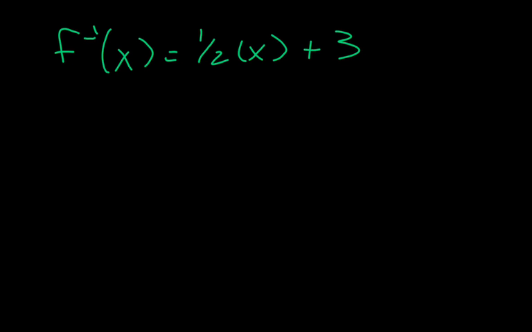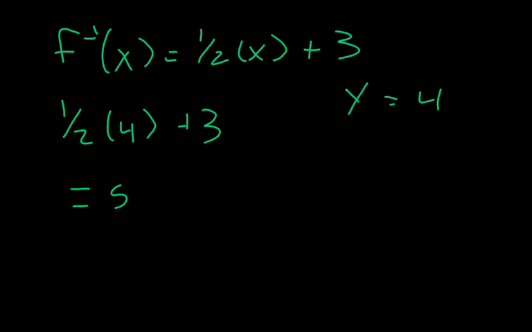Okay, so let's check just to make sure we did it right. Our function took us from 5 to 4, so our inverse function should take us from 4 back to 5. Our inverse function was f negative 1 of x equals 1/2 x plus 3. In this case, the x is going to equal 4. So we solve it by plugging in x. So 1/2 of 4 plus 3, which equals 5, which proves that we did it right. Yay!